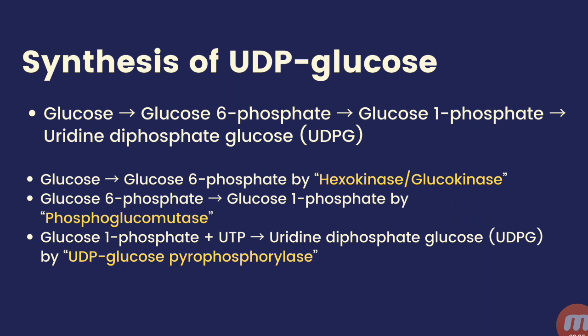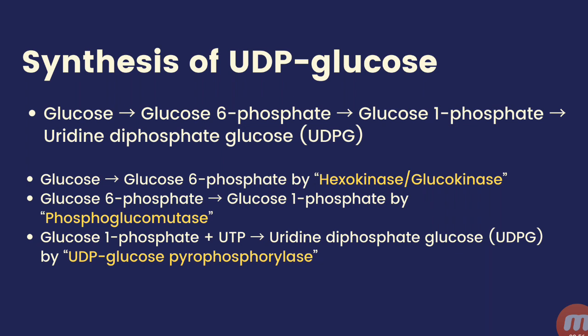At first is the synthesis of UDP glucose. In this, there is a pathway where glucose forms intermediates before forming UDPG. The first reaction is glucose being converted to glucose 6-phosphate with the help of glucokinase or hexokinase. The enzyme hexokinase is present in the muscle, but glucokinase is present in the liver. The second reaction is glucose 6-phosphate being converted to glucose 1-phosphate by phosphoglucomutase.